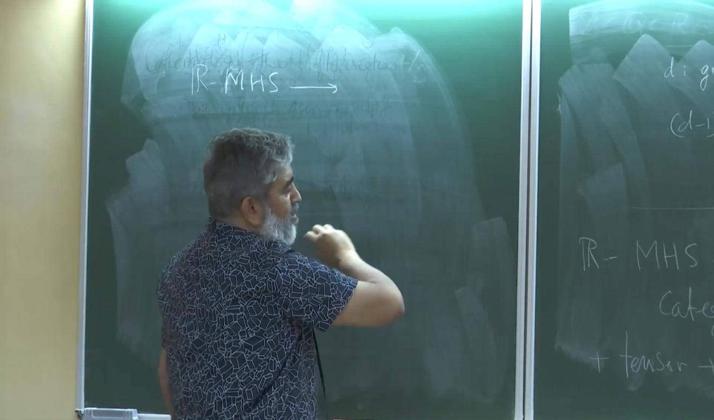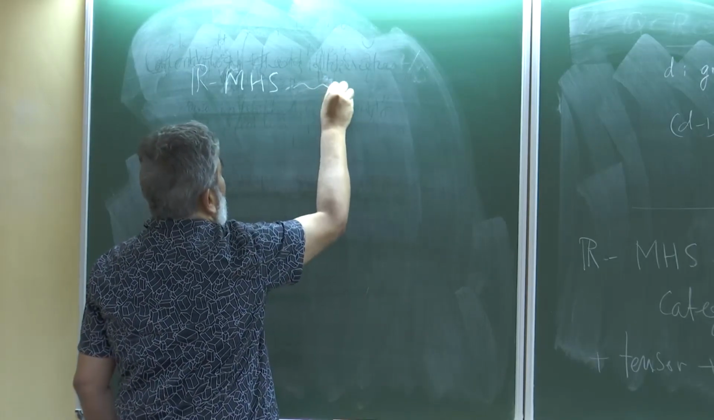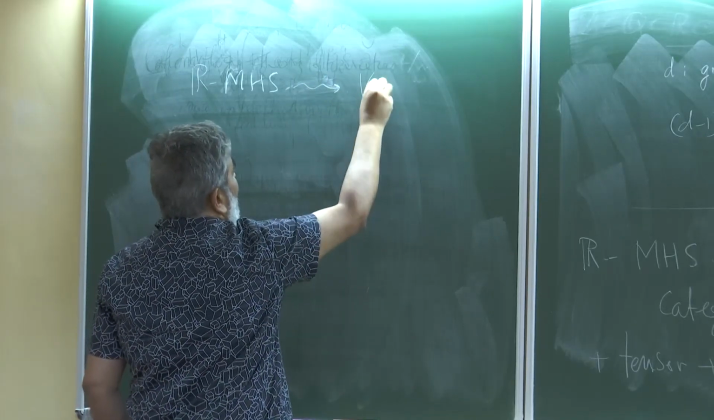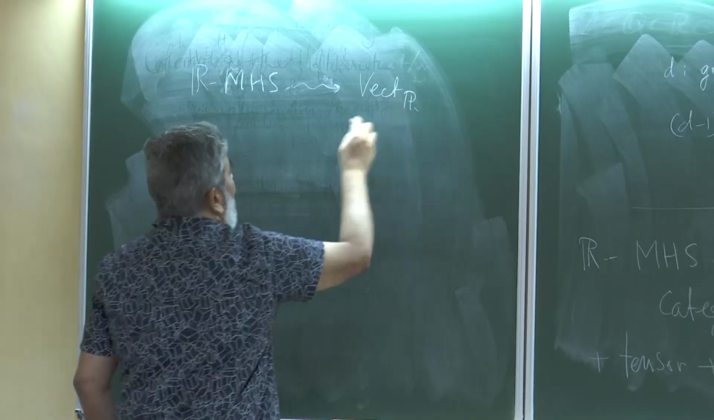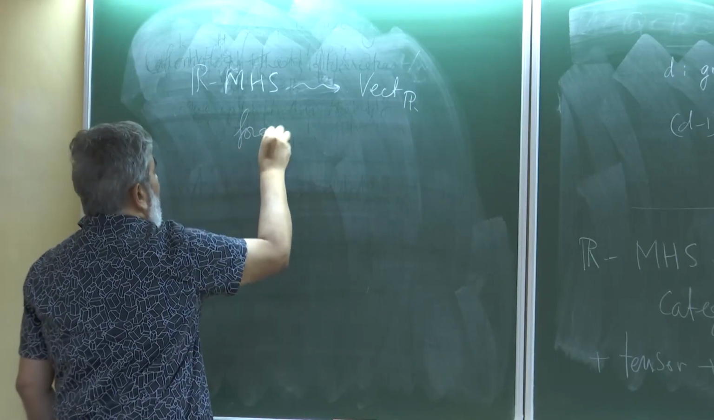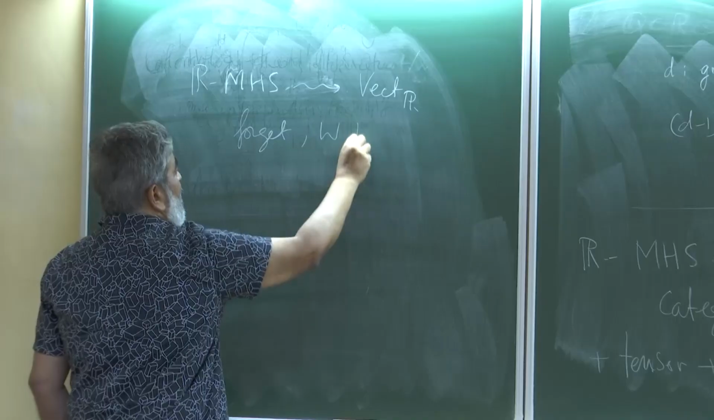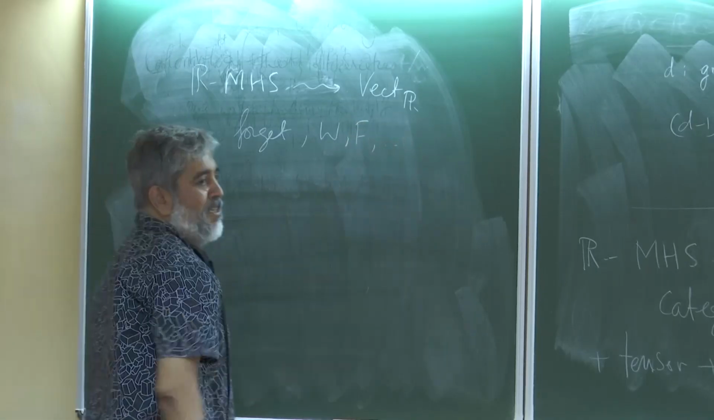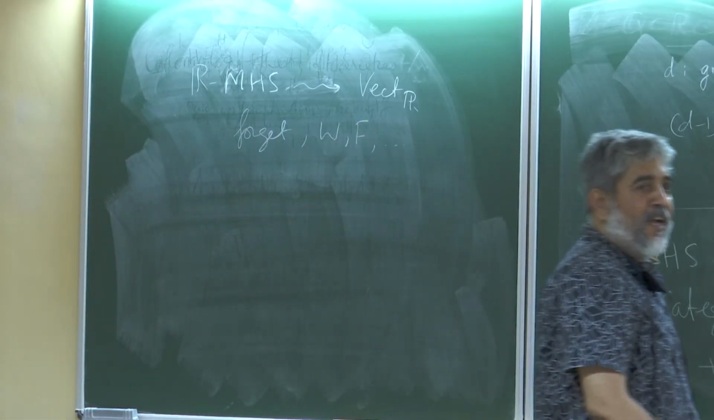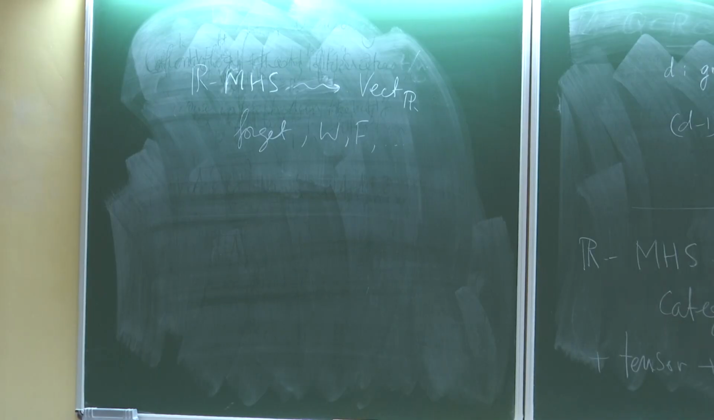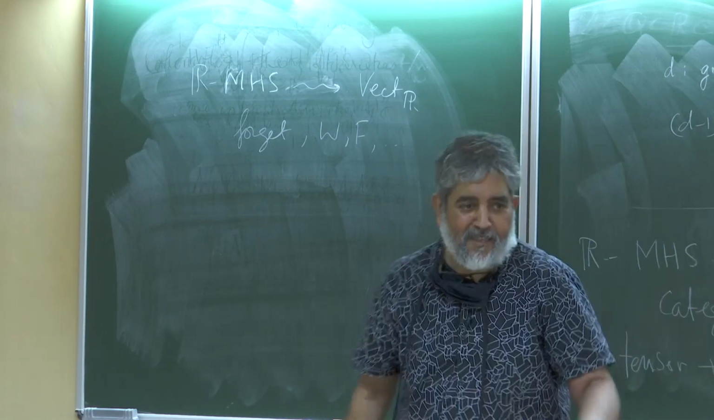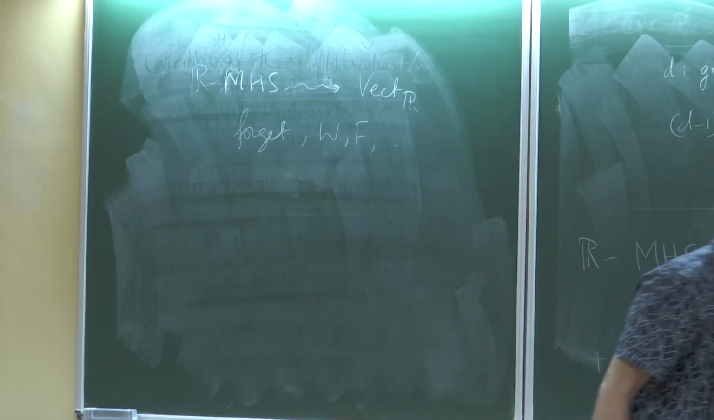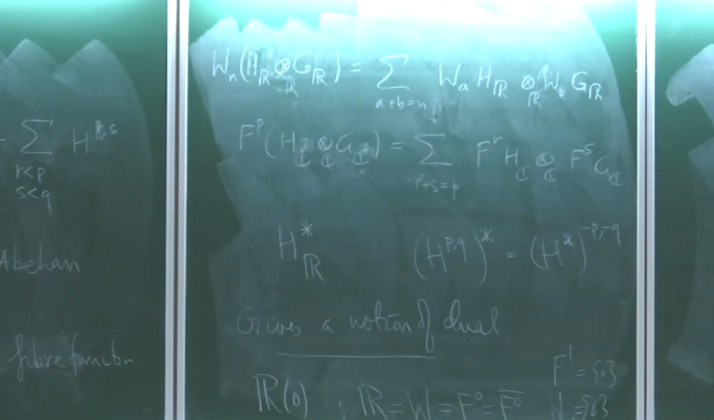Fiber functor. So you can take a map to ordinary vector spaces over R. Forget W, H, F, everything, right? Just forget it. Tensor product was just a tensor product. Dual is just a dual. So of course, whatever identities you want tensor and dual to satisfy, they are satisfied. And R is just R. The unit object is just the unit object.